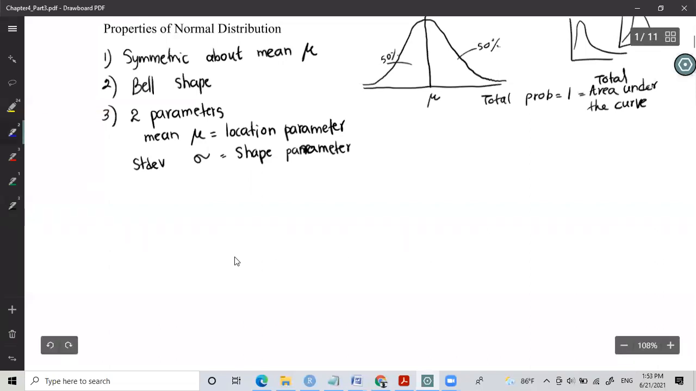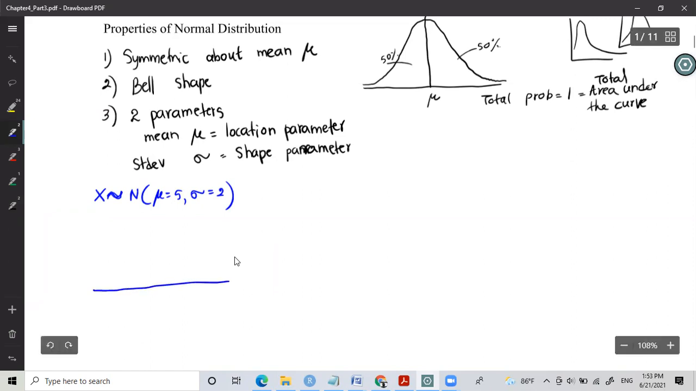Now, suppose I say X is a random variable. It follows a normal distribution with mean 5 and standard deviation 2. This is the notation for writing the normal distribution: X follows, this is the tilde, X follows normal, capital N for normal. You give the values of the two parameters, mean equals 5, sigma equals 2. So what does that mean?